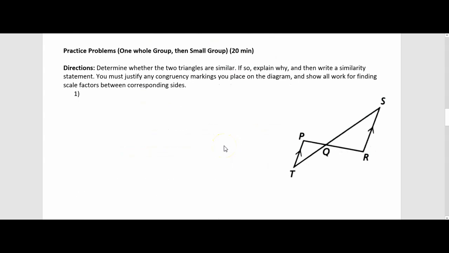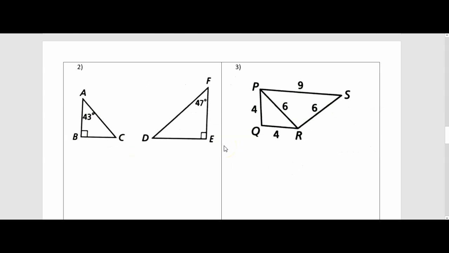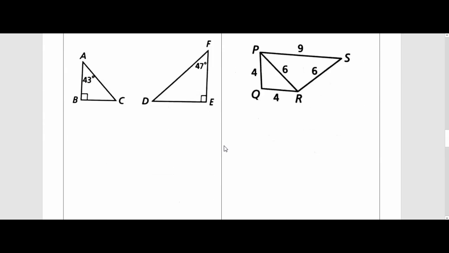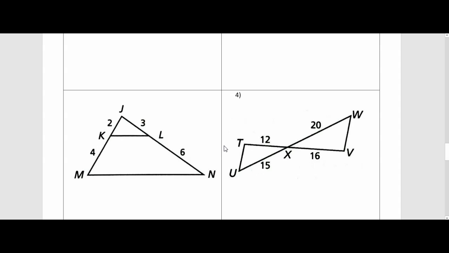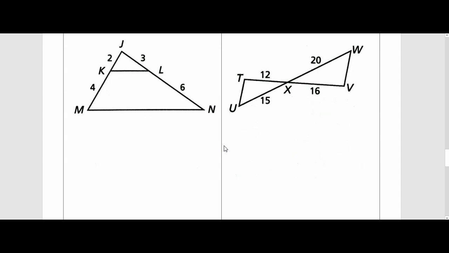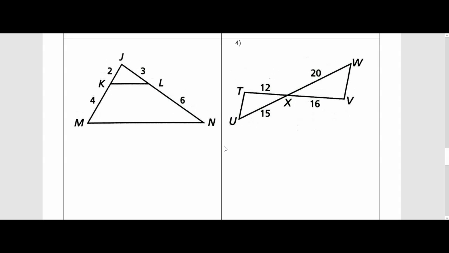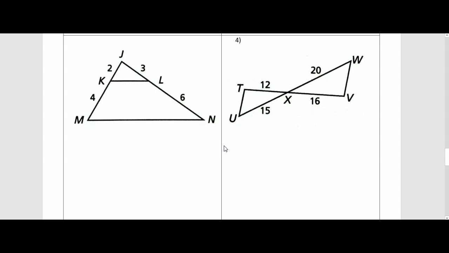Let's do one of these, I think. Let's do number 4. So we need to prove that these triangles are similar, and then we'll also write a similarity statement at the end. So I'm going to let you guys pause the video, think about which of the criteria we could use here, and what is everything we would need to show to prove that criteria.